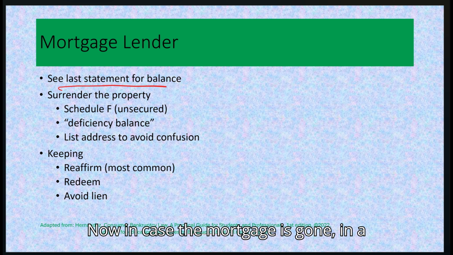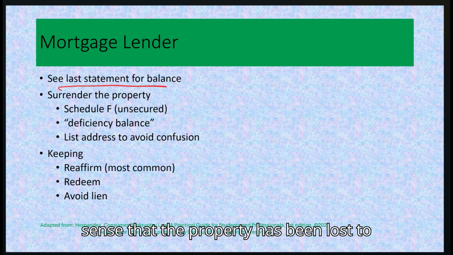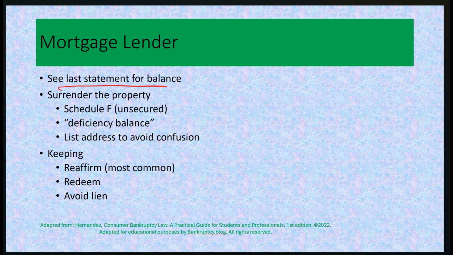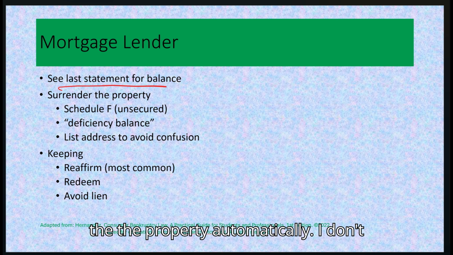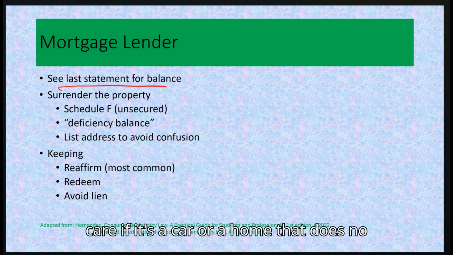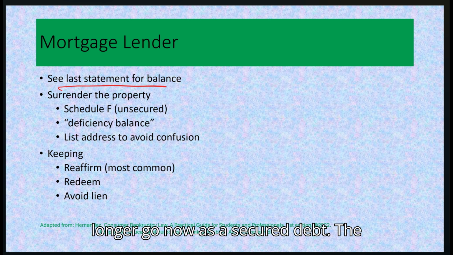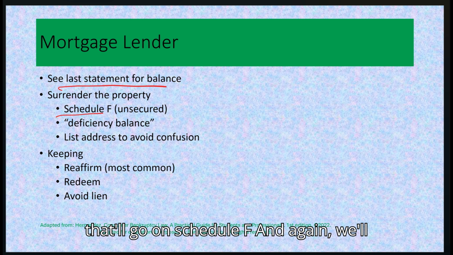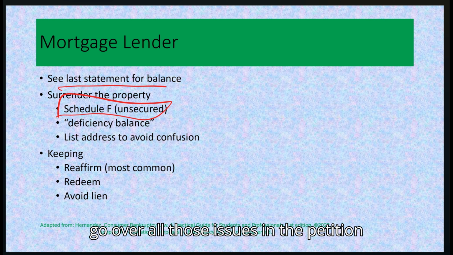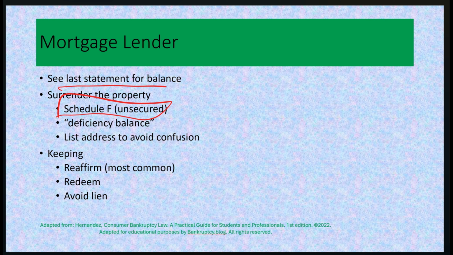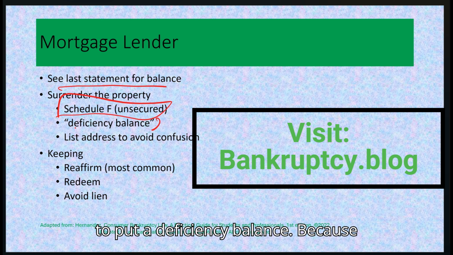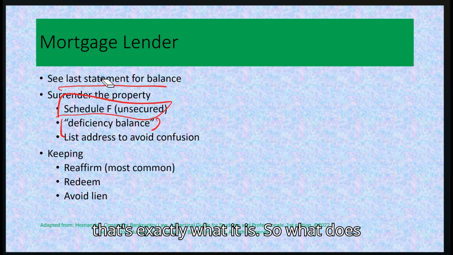Now, in case the mortgage is gone, in the sense that the property has been lost to foreclosure, or it was a voluntary foreclosure and the client surrendered the property, automatically, I don't care if it's a car or a home, that no longer goes on as a secured debt. The debt basically becomes unsecured, and that'll go on Schedule F. Again, we'll go over all those issues in the petition later on. But what I like to do is put a deficiency balance, because that's exactly what it is.